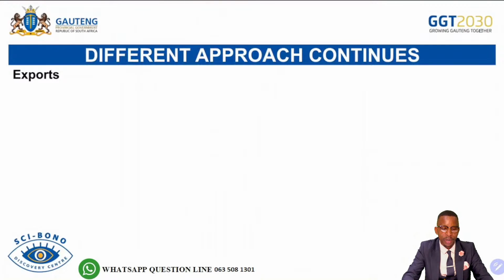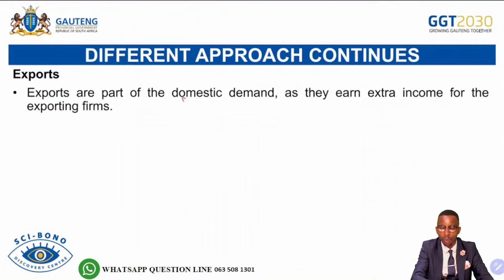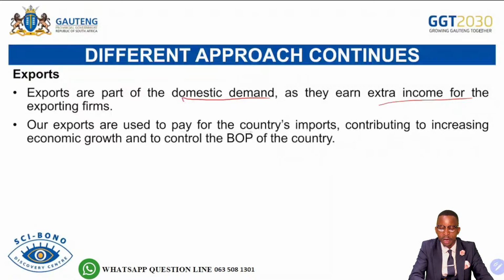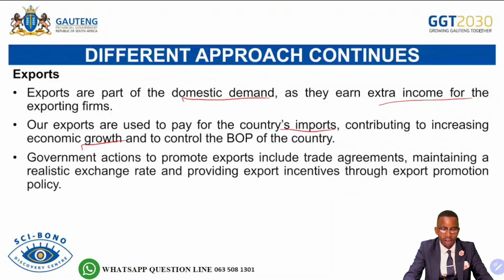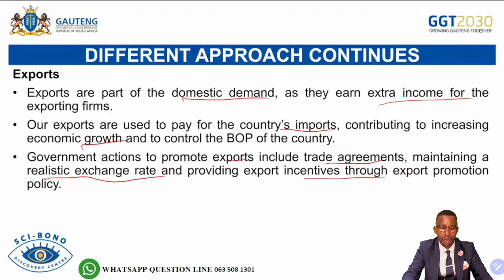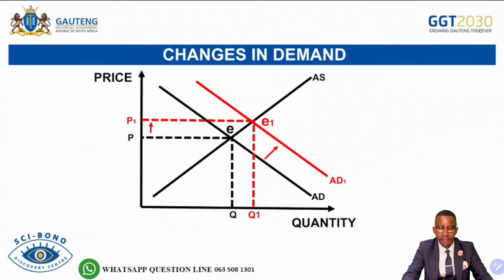And then we talk about exports. So exports are part of domestic demand as they earn extra income for exporting businesses or firms. Our exports are used to pay for the country's imports, contributing to increasing economic growth and controlling the BOP of the country. Government actions to promote export include trade agreements, maintaining a realistic exchange rate, and providing export incentives through export promotion policy. And then this is the graph that explains the demand side.